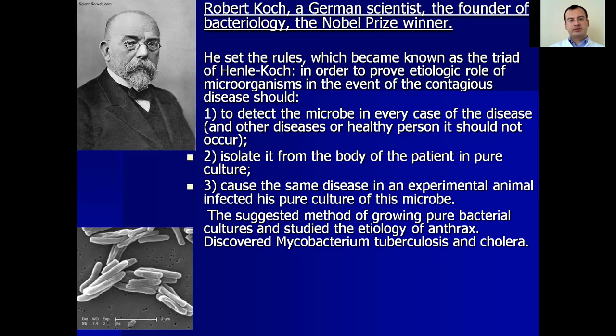Robert Koch set the rules which became known as Koch's postulates. In order to prove the etiologic role of a microorganism in a contagious disease, the microbe should be found in every case of the disease and not occur in other diseases or in healthy persons. It should be isolated from the body of the patient in pure culture and cause the same disease in an experimental animal infected with this pure culture of the microbe. He suggested a method of growing pure bacterial cultures and studied the etiology of anthrax. He discovered Mycobacterium tuberculosis and the cholera bacterium.